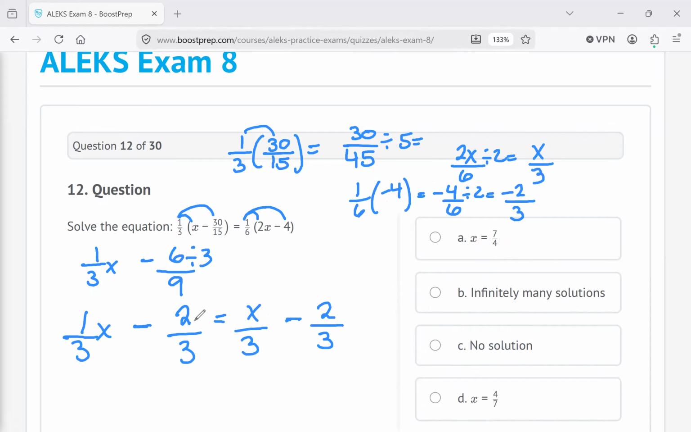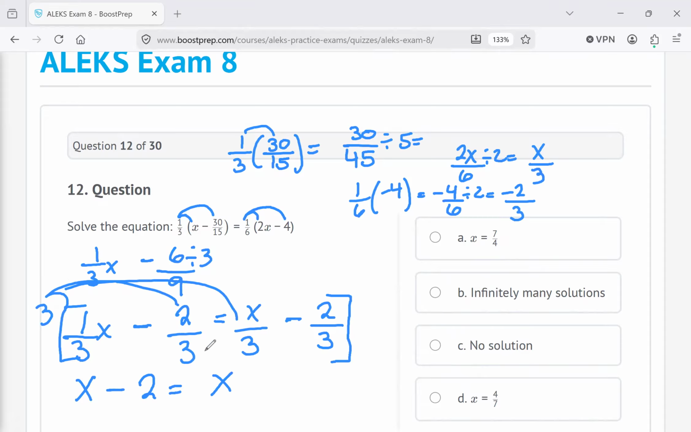Then you're going to get rid of the fraction by multiplying everything by the LCD. As you can see, the LCD is definitely 3. So 3 times x is x, minus 3 times 2/3. The 3 is canceled, so minus 2. On the other side, 3 times that, the x disappears, and that's minus 2. So it looks like you have x minus 2 equals x minus 2.